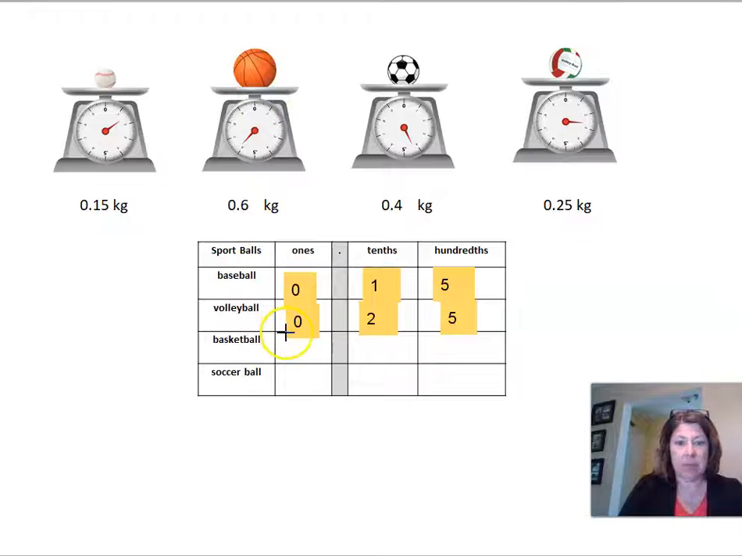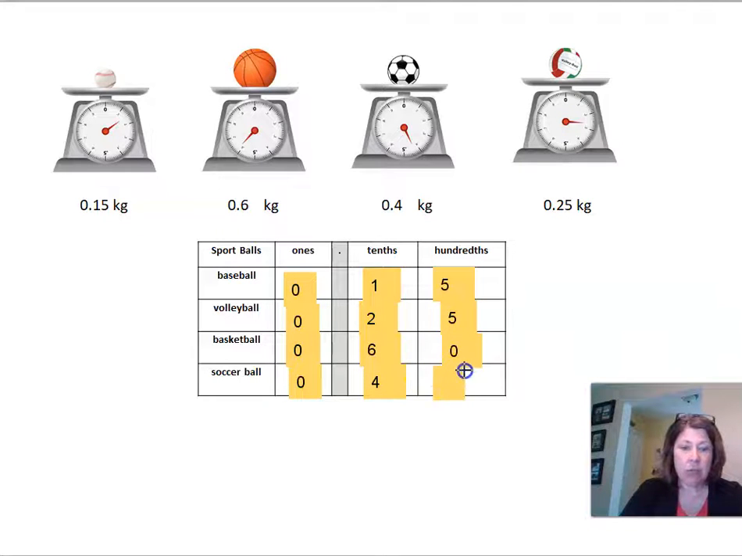Then I have my basketball. 0 ones and 6 tenths. Now I know that in my hundredths place, I can fill in a 0. The last is my soccer ball, which has 0 ones, 4 tenths, but again, I'm going to fill in a 0 for those hundredths. So now I have equivalent decimals.